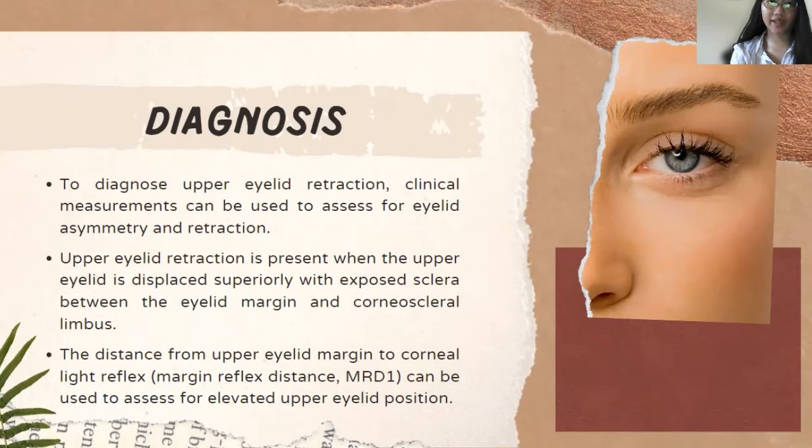I would like to explain about the diagnosis of lid retraction. To diagnose upper eyelid retraction, clinical measurements can be used to assess for eyelid asymmetry in retraction. Upper eyelid retraction is present when the upper eyelid is displaced superiorly with exposed sclera between the eyelid margin and corneoscleral limbus. The distance from upper eyelid margin to corneal light reflex, or margin reflex distance, can be used to assess for elevated upper eyelid position. That's all from me. Thank you.